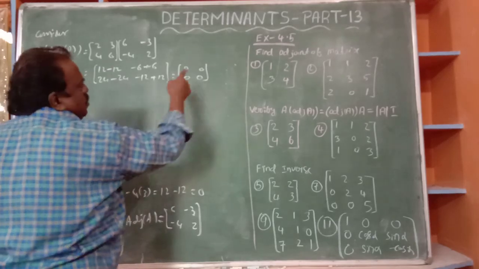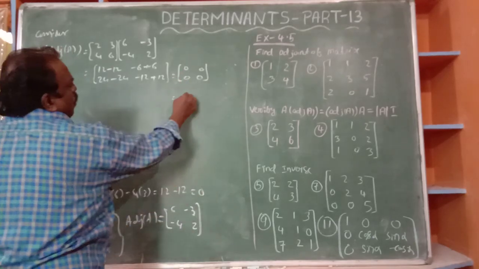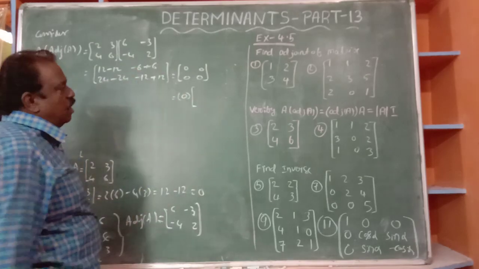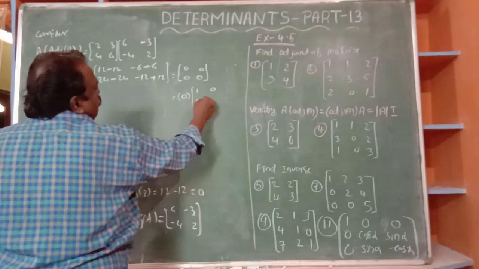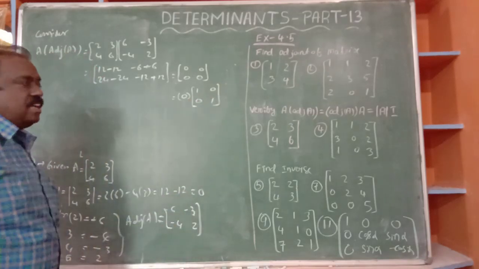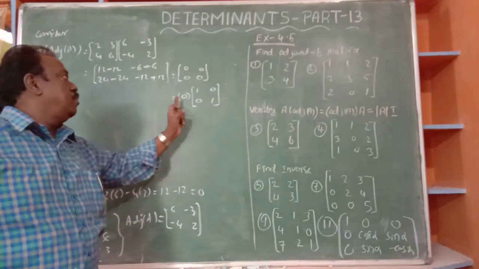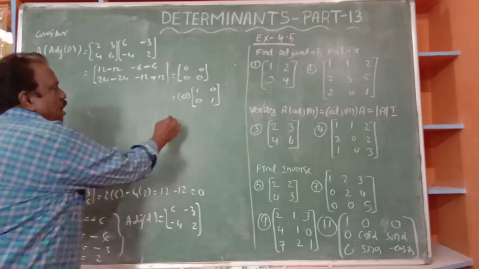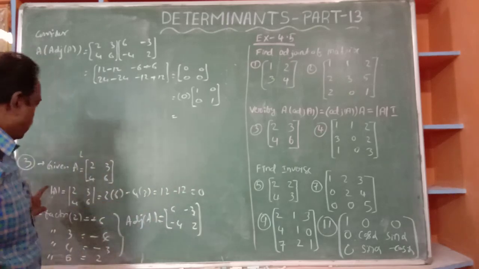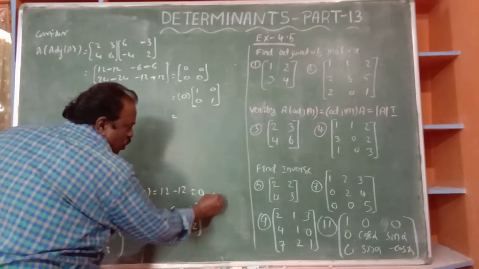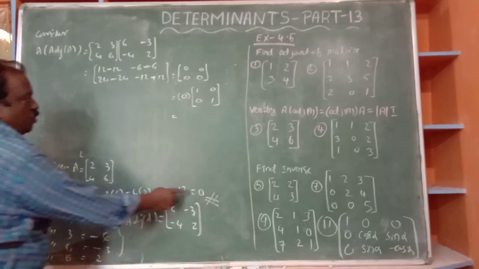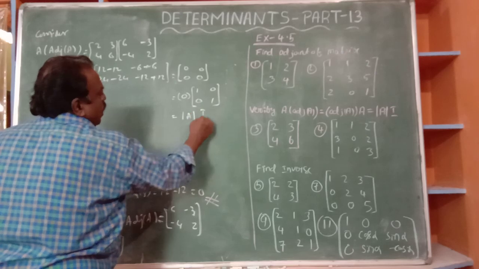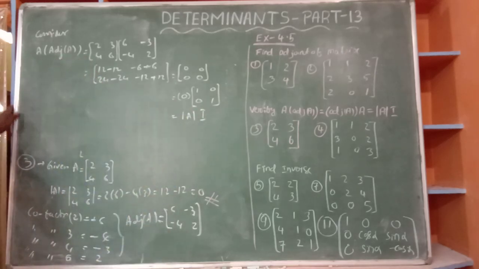So it is no doubt 0. We may take 0 as common: 1, 0, 0, 1. Can you write it like that? 0 into 1 is 0, 0 into 0 is 0, 0 into 0 is 0, 0 into 1 is 0. And what is 0 in this case? Det A is equal to 0, we know it well. So here we may write that A into adjoint A is det A into I. Will you agree?